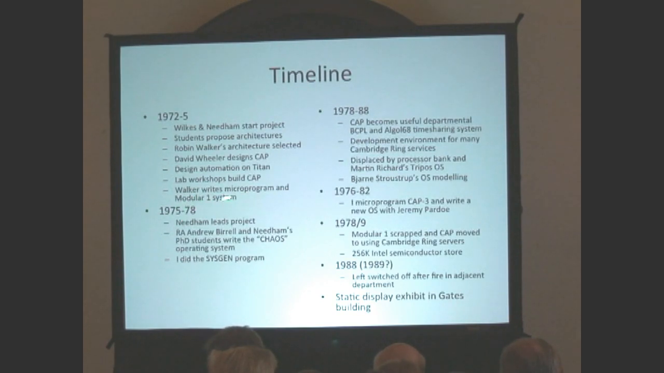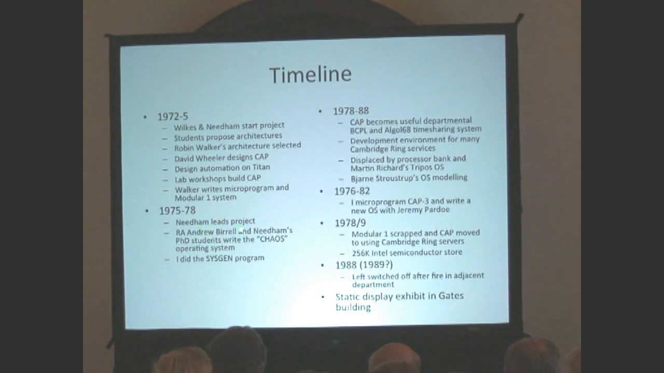75 to 78 was when most of the operating system was written, led by Roger, who wrote the code, with a research assistant called Andrew Birrell, who had come to him from the Algol 68 project. Andrew, still very active, works in Microsoft Research. He did network capabilities and network objects, all that kind of stuff at Xerox PARC. So he went on to a fine career.